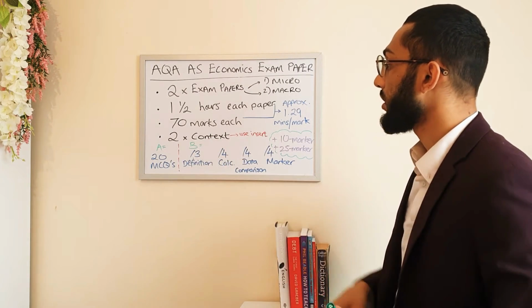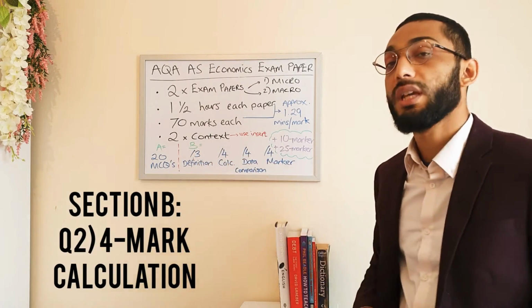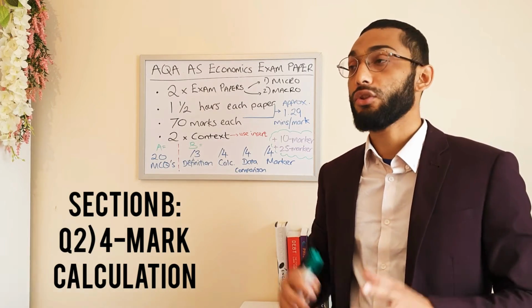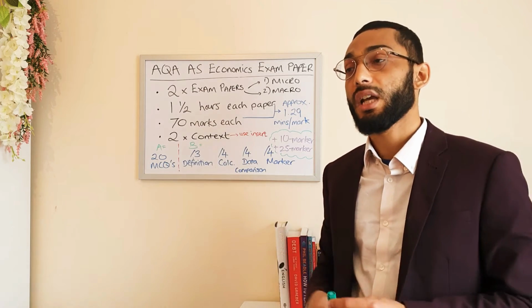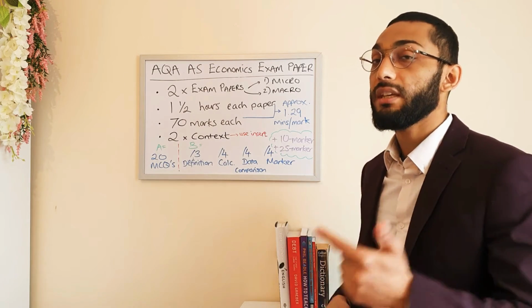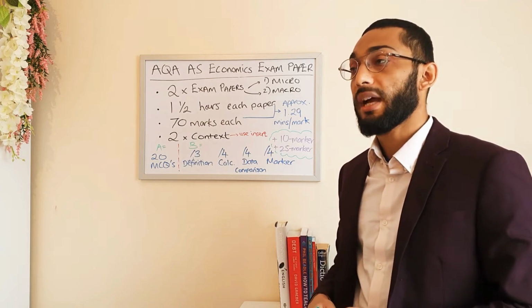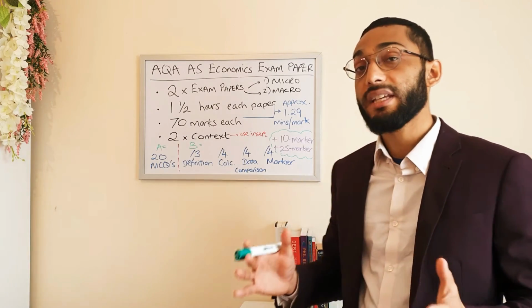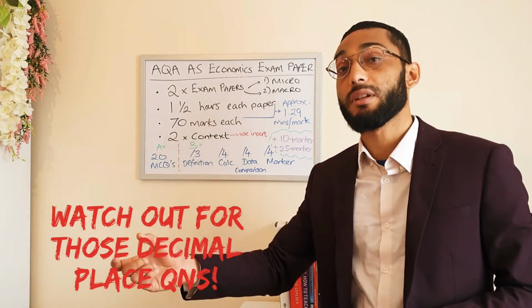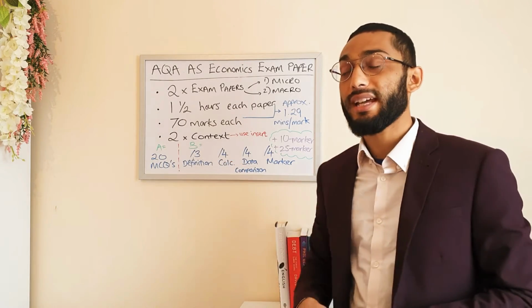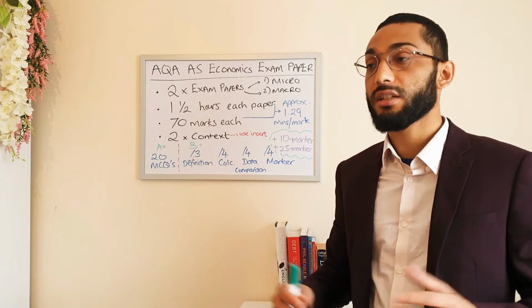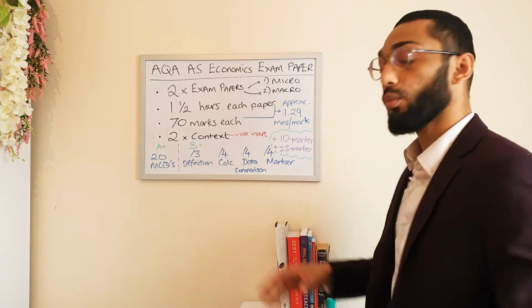The second question of section B is going to be a 4-mark calculation, and those 4 markers could vary in terms of the maths that is demanded. It could be working out averages, a mean or median, for instance. And remember, if a question says to 2 decimal places, you have to round it. So a bit of a tip there for you. But to be honest, the calculation element is not too difficult in terms of the mathematical demands, so don't worry too much about it.